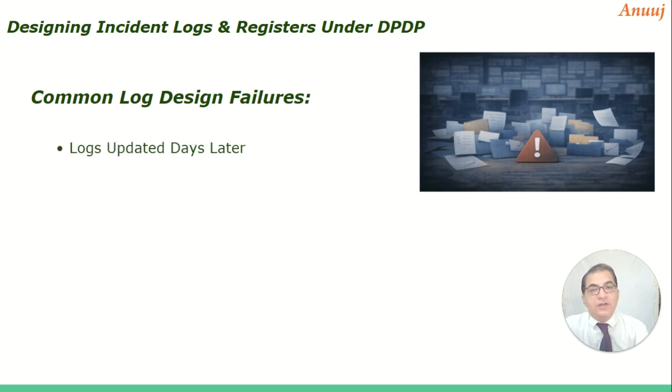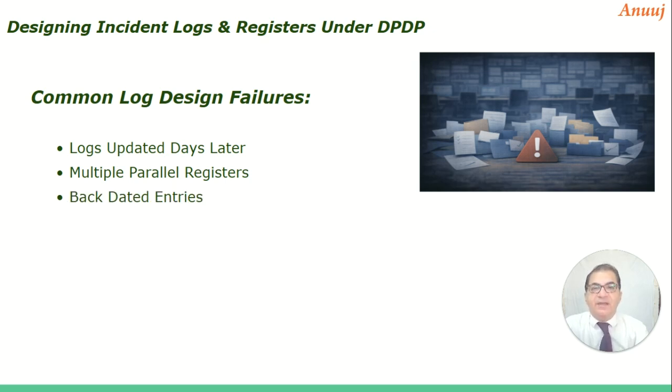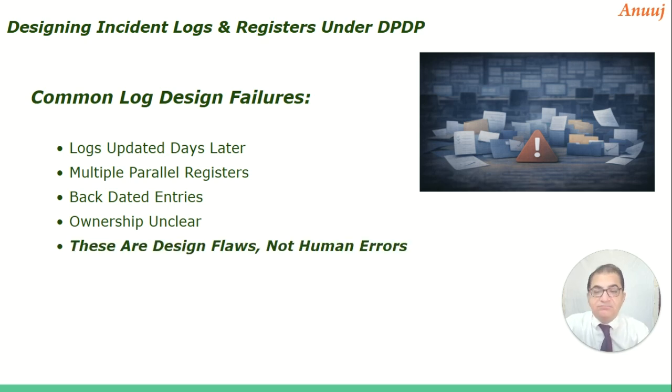Common failures include logs not being updated at that particular time, but later. And as I said yesterday also, updating later, trying to recall, can be an issue. Multiple parallel registers, backdated entries. A backdated entry probably would mean you don't even have a log, right? Ownership is unclear. Who was taking what decision? Why was a particular action performed? Why was something else not performed? What was all considered? So all these indicate design flaws.